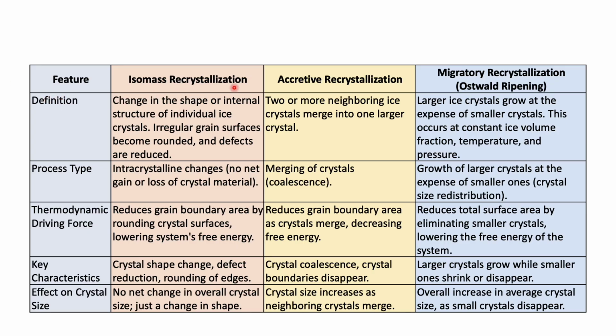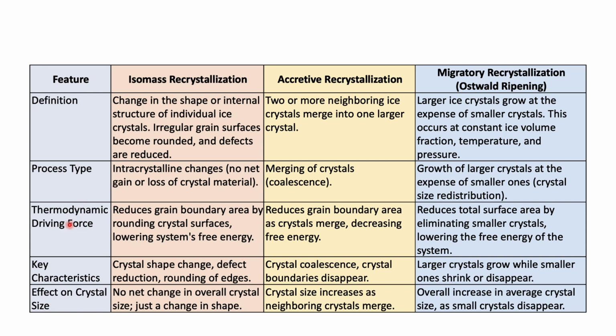When we look at isomass recrystallization, there is a change in the shape or internal structure of the individual ice crystals. Irregular grain surfaces become rounded and defects are reduced. In accretive recrystallization, two or more neighboring ice crystals merge into a larger one. And in Ostwald ripening, large ice crystals grow at the expense of the smaller ones. This occurs at constant ice volume fraction, temperature and pressure. So here the different process types are given.